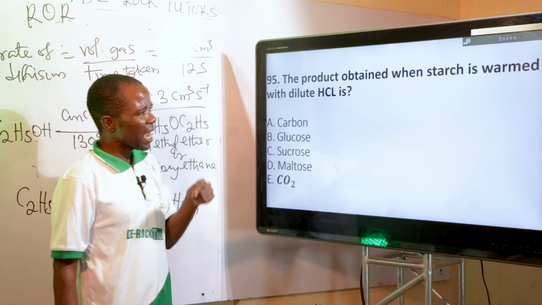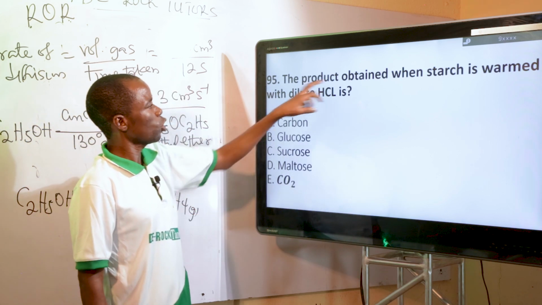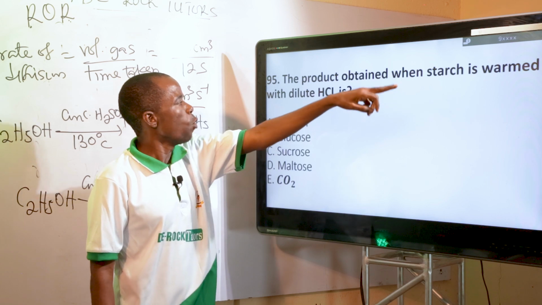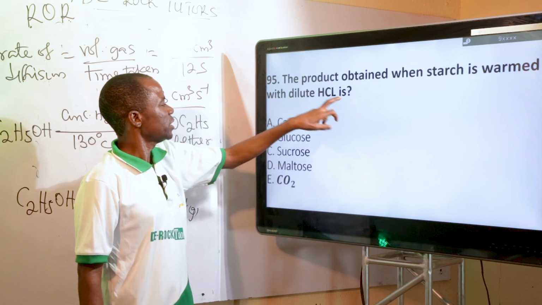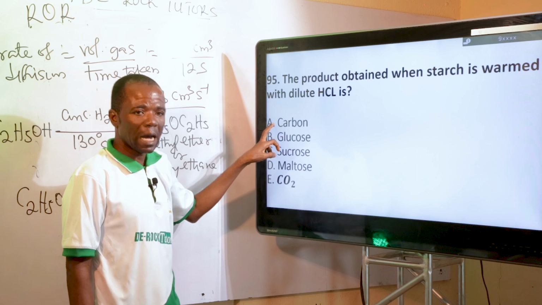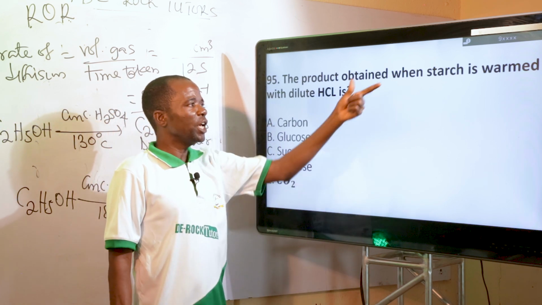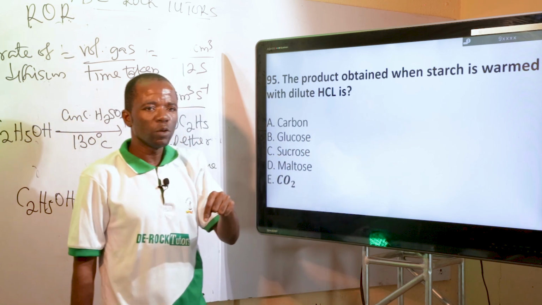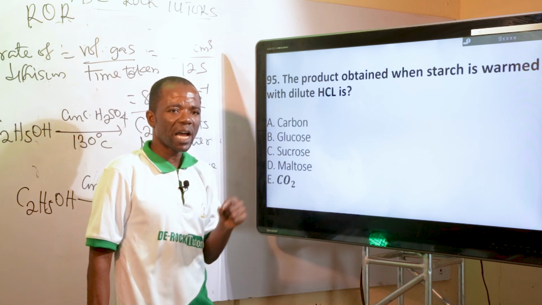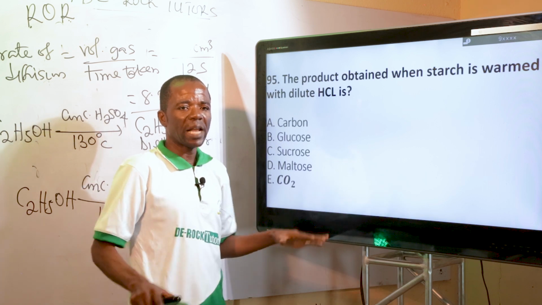So if the question had stated that the product obtained when starch is warmed or heated with concentrated HCl, then the answer would have been carbon. So when a concentrated acid is heated with a starch, it will become dehydrated to carbon, a charred carbon. The word charred means blackened.